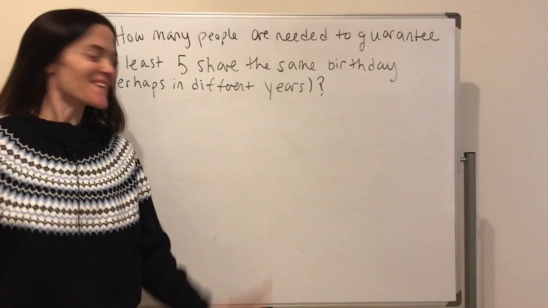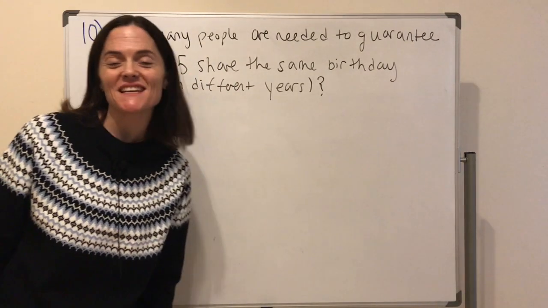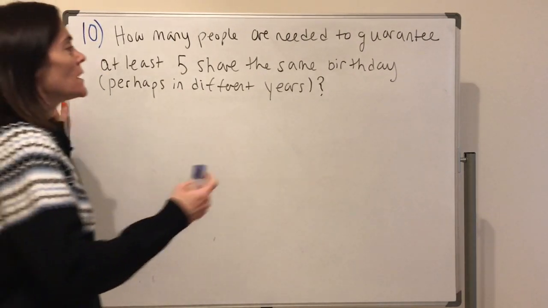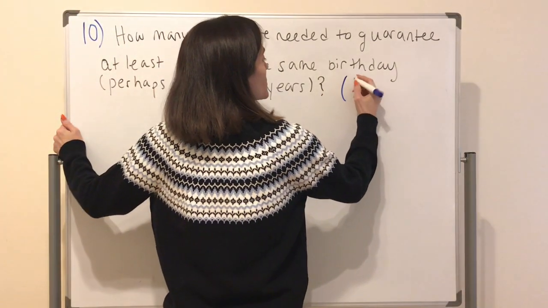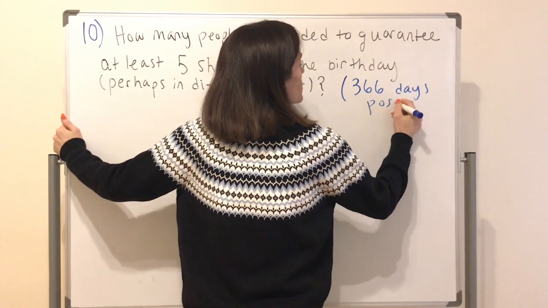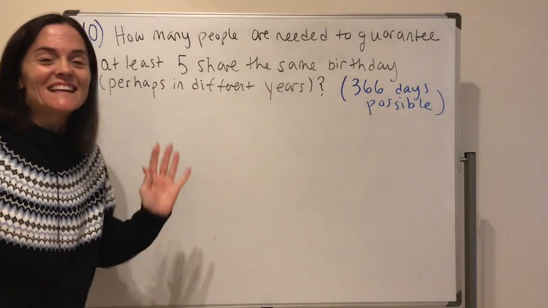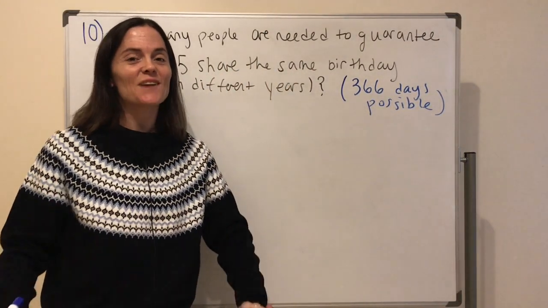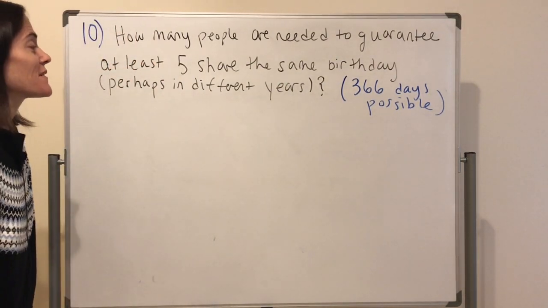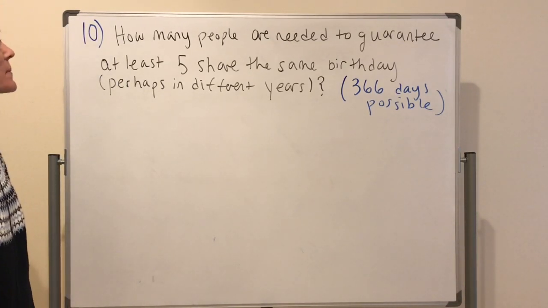Okay, next one. How many people are needed to guarantee at least 5 share the same birthday, but perhaps in different years? Now, I do mention in this problem that you have 366 days possible. So there's no confusion as to whether or not to count February 29th. We certainly had one this year. Well, okay. So we have 366 possible days someone can be born on, right? Okay, so how many people are needed to guarantee?